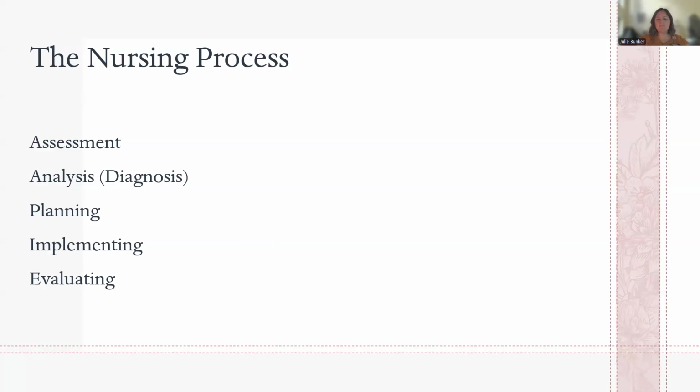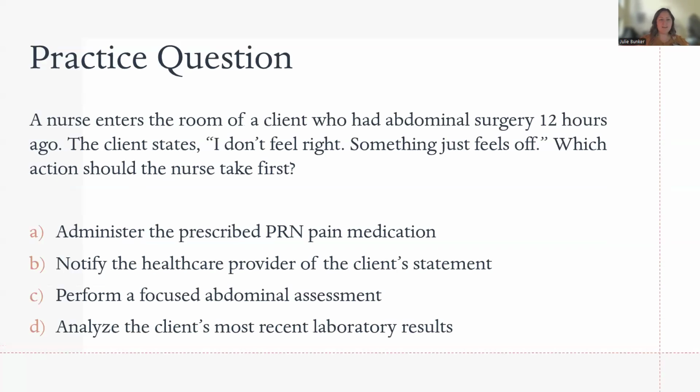So, a practice question directly related to this. A nurse enters the room of a client who had abdominal surgery 12 hours ago. The client states, I don't feel right. Something just feels off. Which action should the nurse take first? A, administer the prescribed PRN pain medication. B, notify the healthcare provider of the client's statement. C, perform a focused abdominal assessment. Or D, analyze the client's most recent laboratory results.